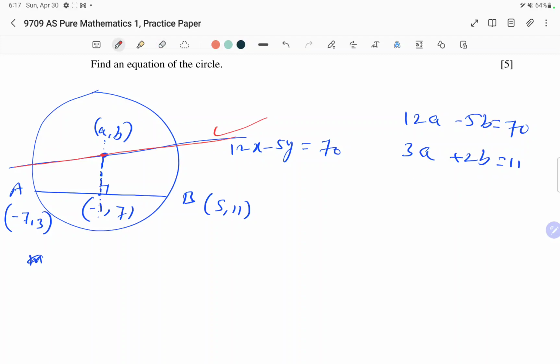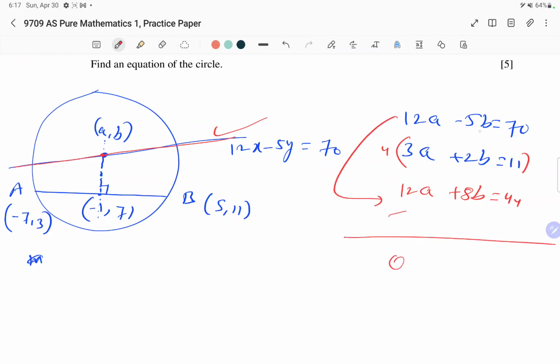Now simply we have to solve, but I think we can multiply this by 4. So 4 times 3 is 12a, 4 times 2 is 8b, and 4 times 11 is 44. Now we have to do subtraction. 12 minus 12 is 0, minus 5 and minus 8 is minus 13b, and 70 minus 44 is 26. So b is 26 over minus 13, b will be minus 2.